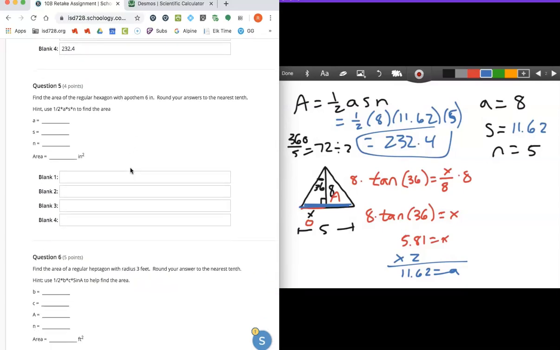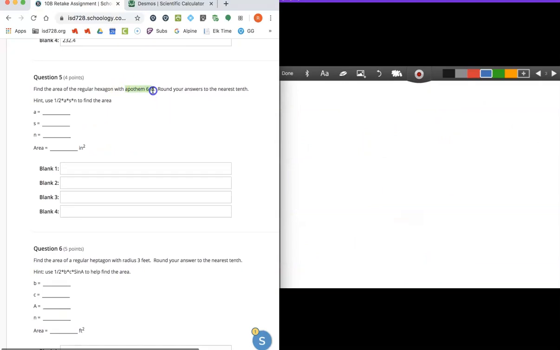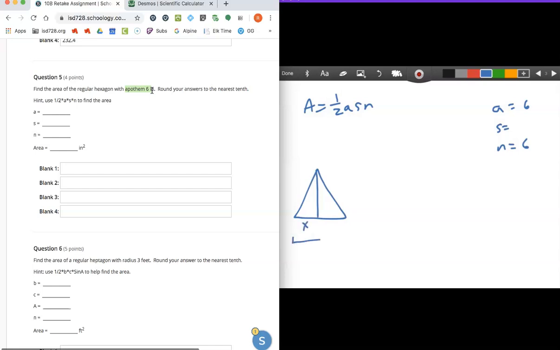Okay, so let's go to number 5. Number 5, they give us a radius again. Oh, I'm sorry, an apothem again. So it's going to be very, very close to the same steps here. Okay, we have 1/2 ASN. We know that A is 6. We don't know S. We know that N is also 6 because it's a hexagon. So when we look to get S, again, the first thing we're going to do is find X, and then we're going to double it to get S.